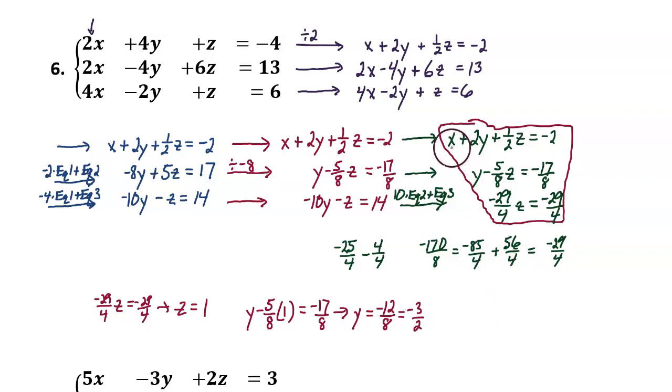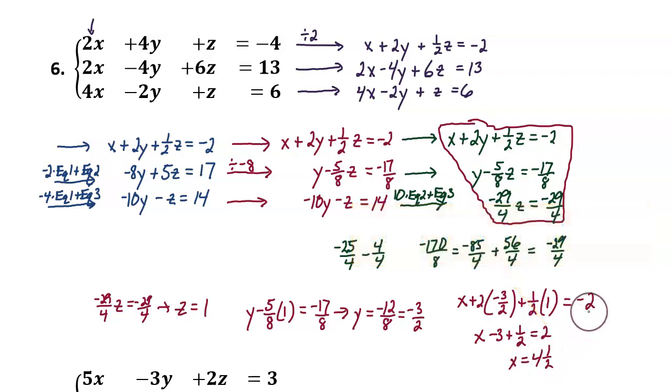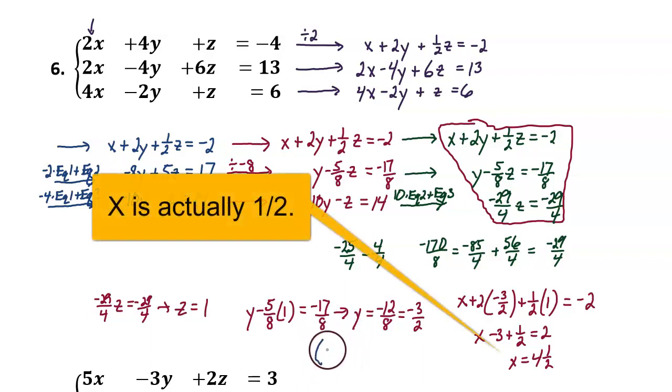Now go to the very first equation and let's solve for x. We have x plus 2 times the value of y plus 1/2 times the value of z, and that's equal to negative 2. The 2 and the 2 cross cancel, so this is x minus 3 plus 1/2 is equal to 2. We can add 3 to the other side and then subtract 1/2 to get x equals 4.5. We have the answer for x, y, and z. We just need to write our answer using an ordered triple. 4.5, comma, negative 3/2, comma, 1.